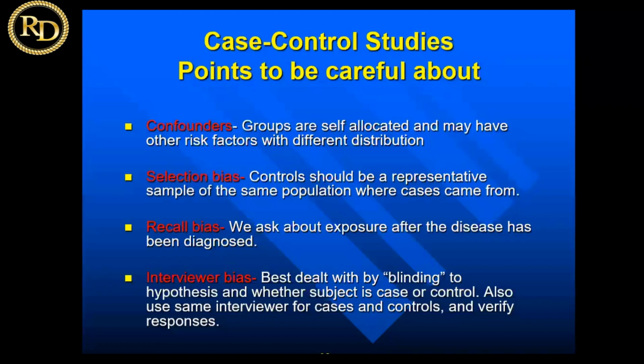So I cannot compare urban asthmatic children with rural asthmatic children. Somewhere some comparison has to be there, so selection bias should not be there. Then we have the recall bias.